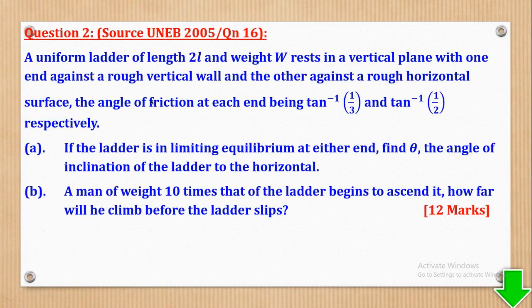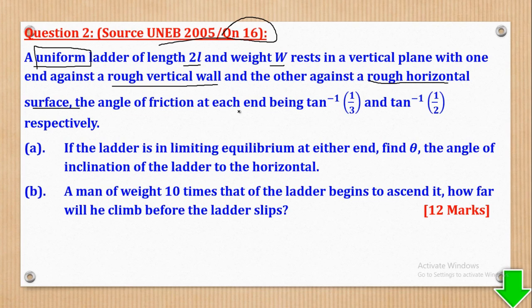So with that knowledge, let's go to this question. Question 2 came from UNEB 2005, paper 2, question 16, and it says a uniform. Now this time they have told us uniform, meaning the center of gravity is at the midpoint. So a uniform ladder of length 2L and weight capital W rests against a vertical wall with one end against a rough vertical wall, and the other end against a rough horizontal surface, so the ground is also rough and horizontal.